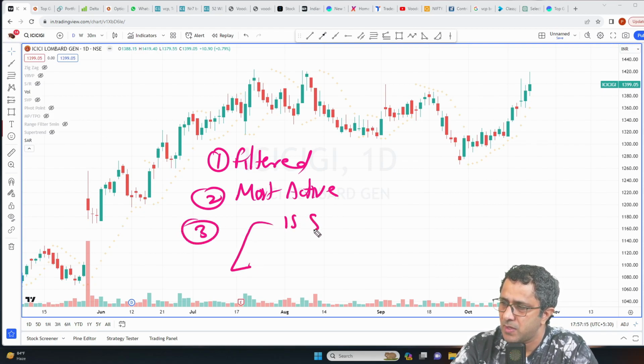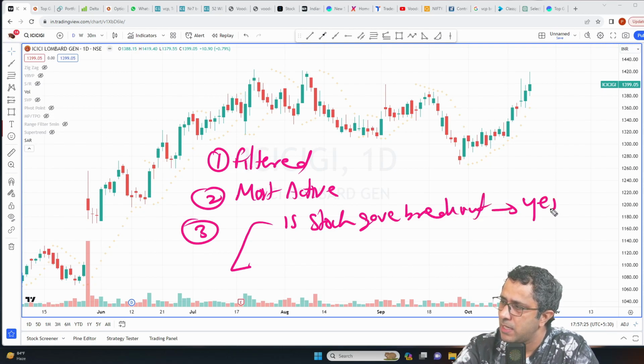Is that particular stock gave breakout? If yes, then we can go for buy. Okay, that's a conditional buy.